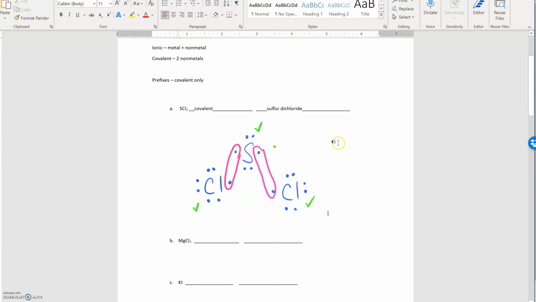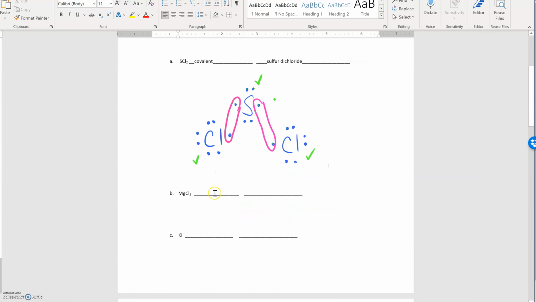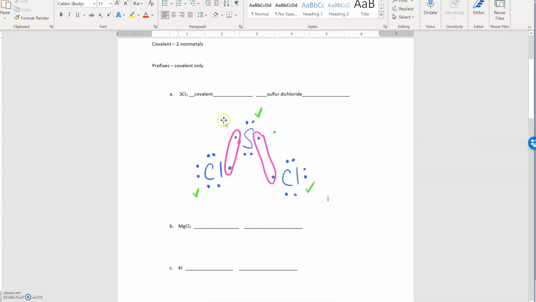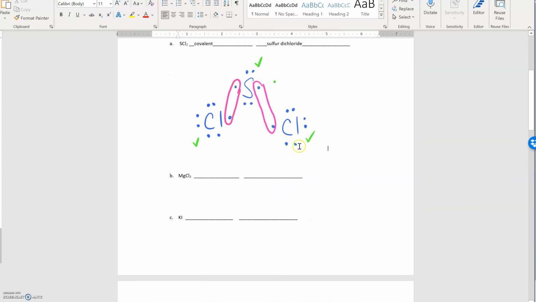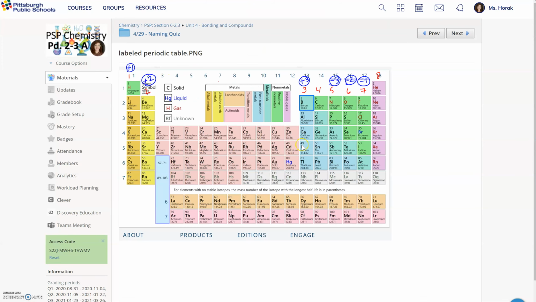All right. So we'll do one more. We're going to do an ionic one, so I'm kind of giving it away, the second one here, this MgCl2. But let's review how to check if it's ionic or covalent. So ionic is a metal and a nonmetal, and a covalent is 2 nonmetals. So if I look on my periodic table, remember the little green triangle is the nonmetals.